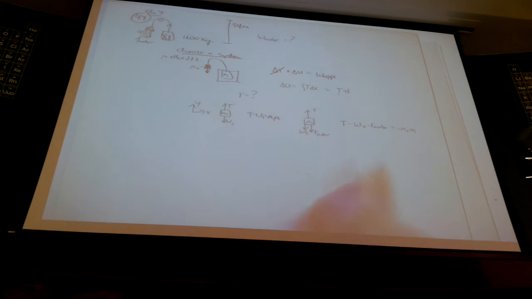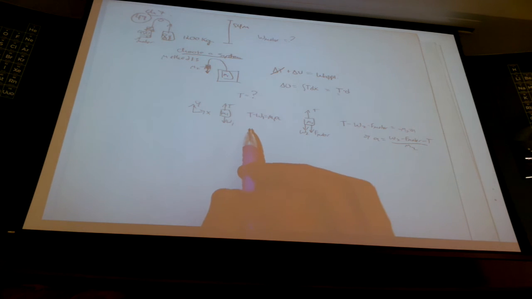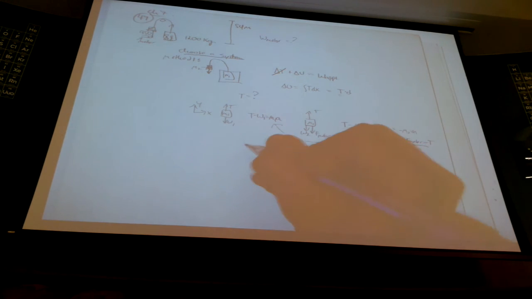So I'll solve this for A. This will give me A equals W2 minus F motor minus tension, over M2. I just divided by negative M2. And I'll plug that in here. So we get 2T minus W1 equals mass 1 times all the accelerations.